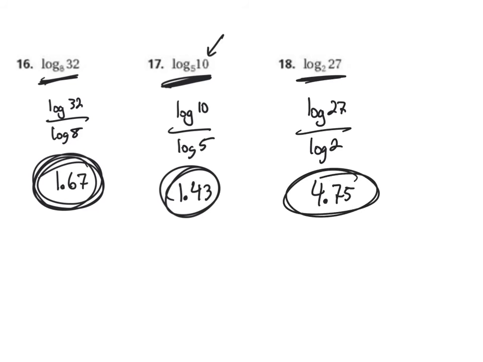4.75. And again, what does that mean? It means that I would have had to do 2 to some power equals 27. That some power should have been 4.75. Roughly, that's rounded, right? Okay, let's continue to simplify.